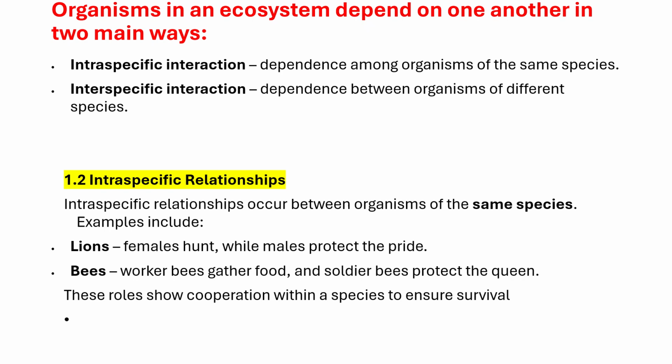So let's talk about the intraspecific relationships. Intraspecific relationships occur between organisms of the same species. For example, lions: females hunt while the males protect the pride, protect the territory, protect where they are staying. Among rhinos, the males do the protection while the females hunt for the food.